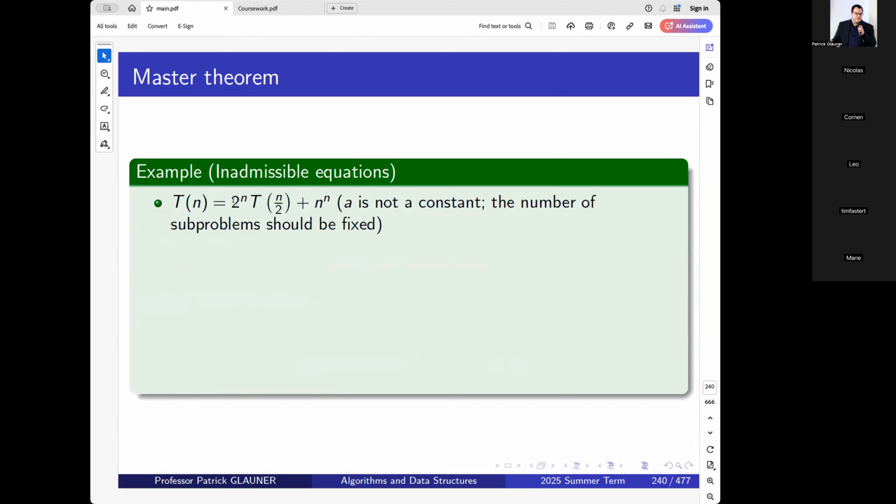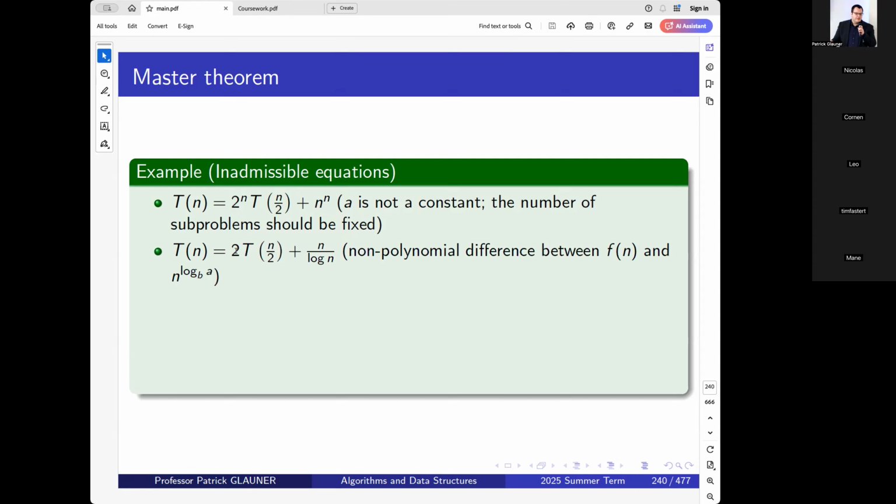Something like T of n is 2 to the power of n times something. a must be a constant, but 2 to the power of n is not a constant because it depends on n. So the number of subproblems must be fixed. Here it's not fixed. So you cannot use the master theorem here.